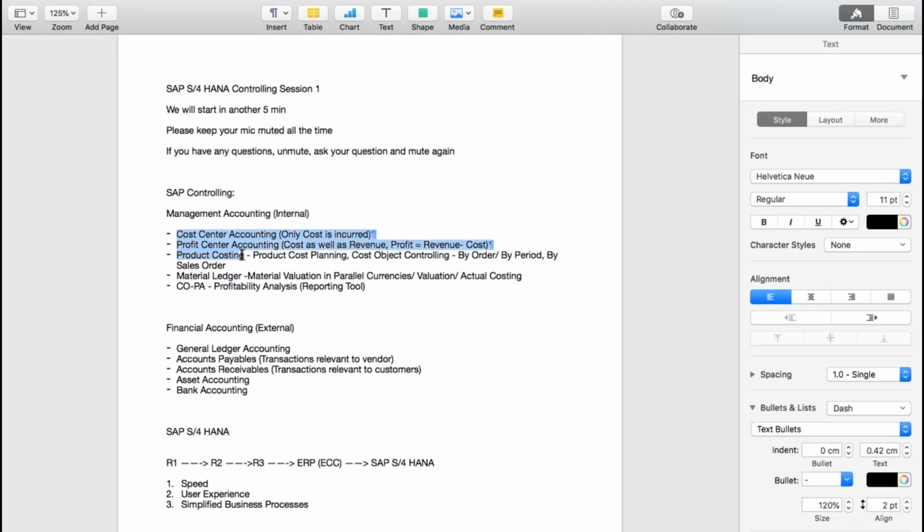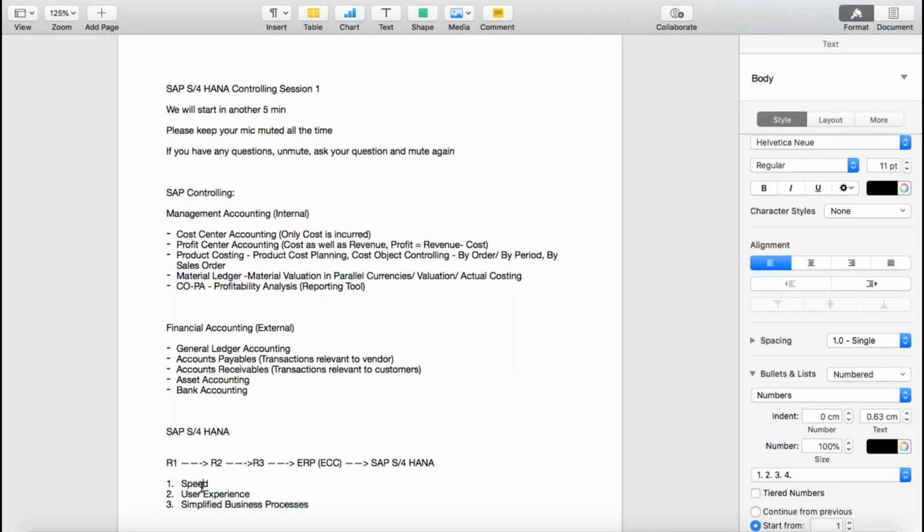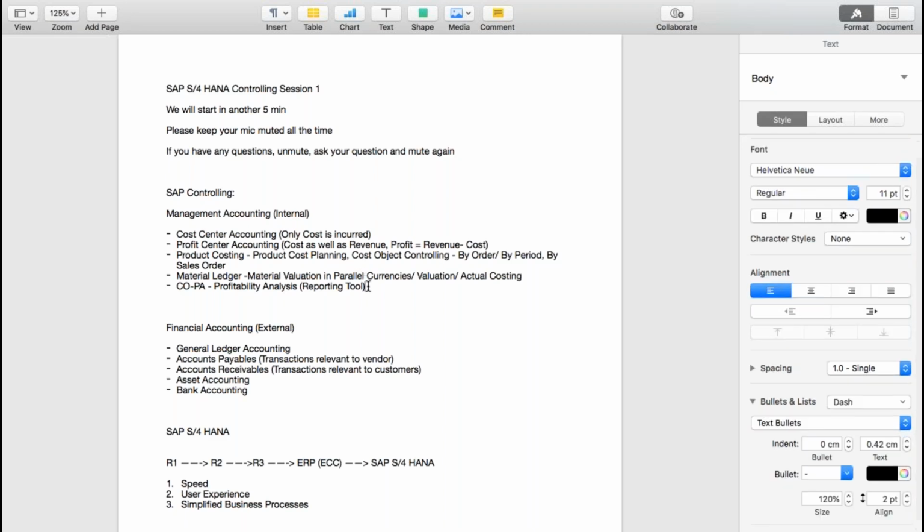So within each and every component, there are a few changes which are simplifying the business process. When we are talking about SAP S4 HANA, it mainly delivers three functionalities. It provides you speed, and a better user experience through which you can do your transactions from any device. It also provides simplified business processes, due to which you'll be able to perform your transactions much faster, and there will be less requirement of reconciliation.